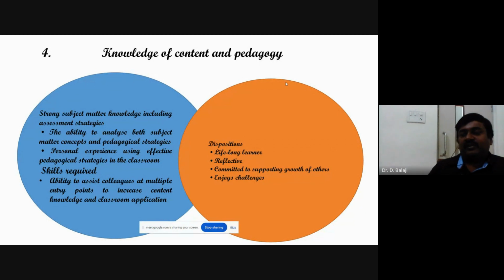If you are a good learner, a lifelong learner, a good knowledgeable person, then other teachers who are working along with you, the students, everybody will ask you their doubts. They will get clarification from you. So like this, you are supporting the growth of others also, like students and faculty.